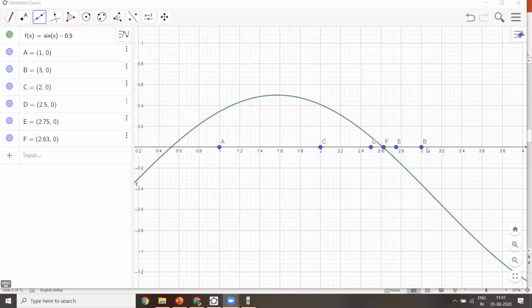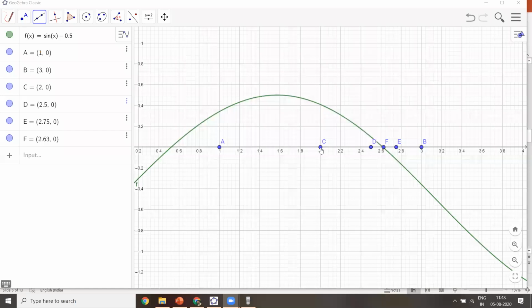We started with that. Okay, so initial guess 1 and 3. Then step number 2 in the root of equation and bisection method: take the average, find out the mid point. Probably that mid point is your root. So we found the mid point, c. The mid point of 1 and 3 is 2.